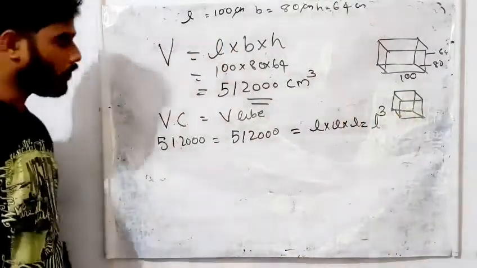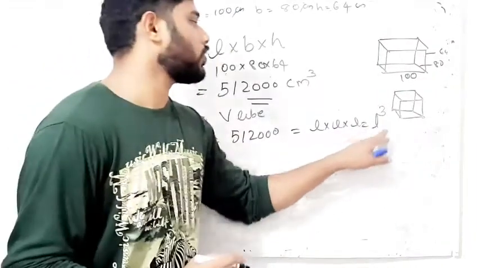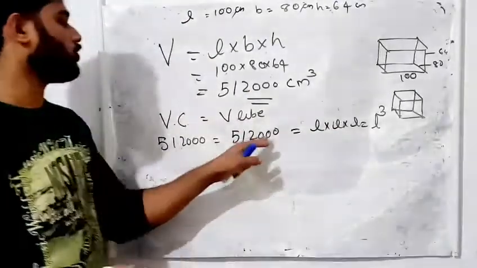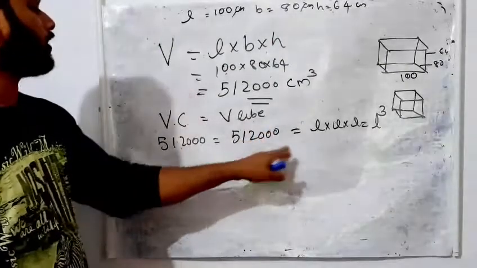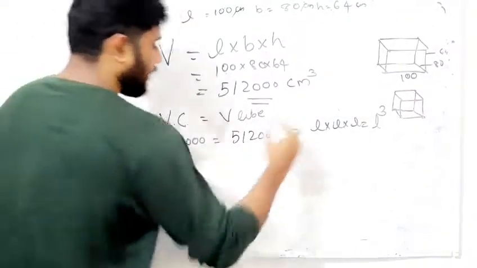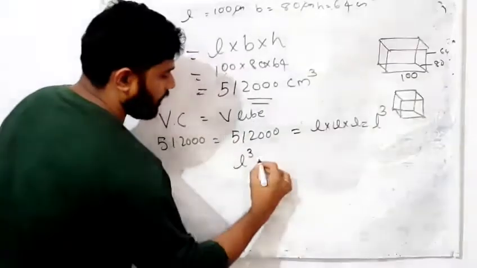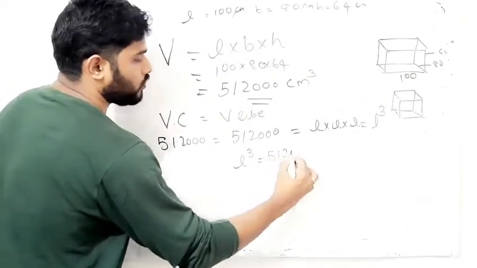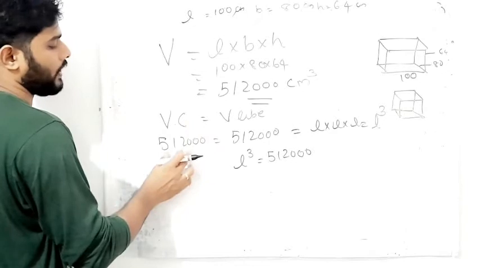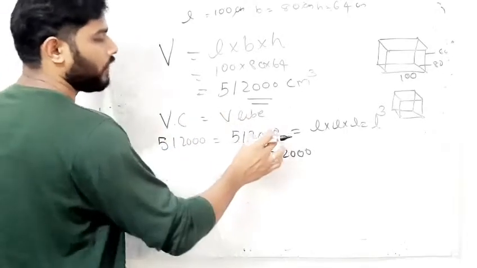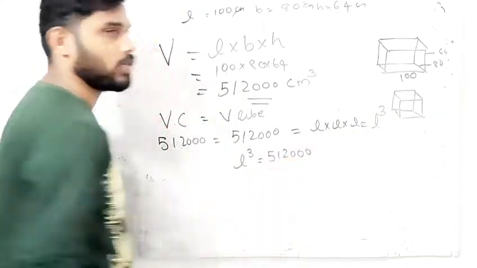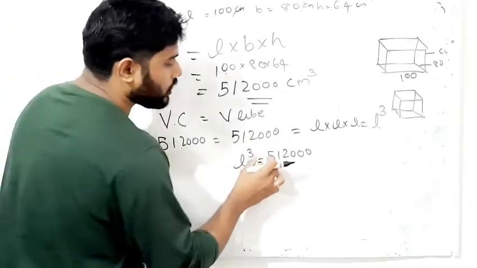We know the volume of cube is equal to length into length into length, that means length cube. We know that one. Volume of cube is equal to length into length into length, is equal to 512,000. We got the volume of this cube, 512,000. Clear? So length cube is equal to 512,000. This is the cuboid volume, 512,000, which is equal to the cube volume. We know cube volume is equal to length into length into length. That's why length cube is equal to 512,000. I wrote it like this. Clear?